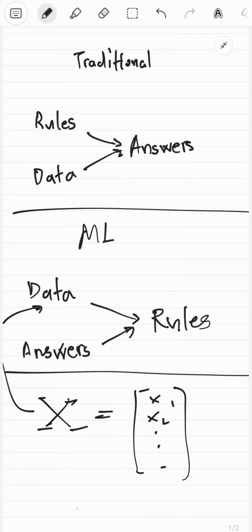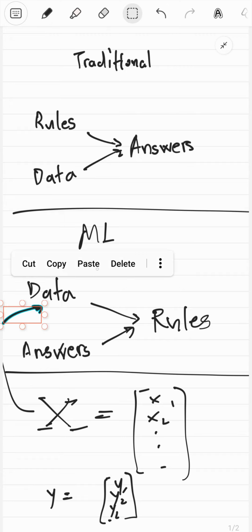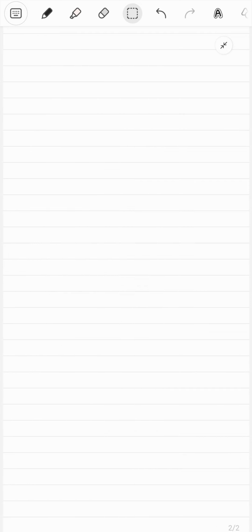The answers are essentially this matrix Y, which is once again a column vector. It could be a whole matrix if you want, but in any case it's something that's once again like this capital X, except these are our targets, as in this is what we want to predict. Right, so those are just some notations that we're using throughout. Okay, let's get right into it. Actually, let's go for some more terminology first.